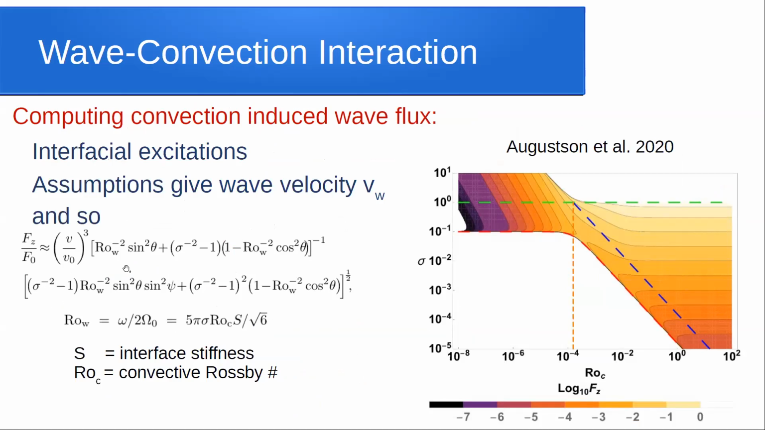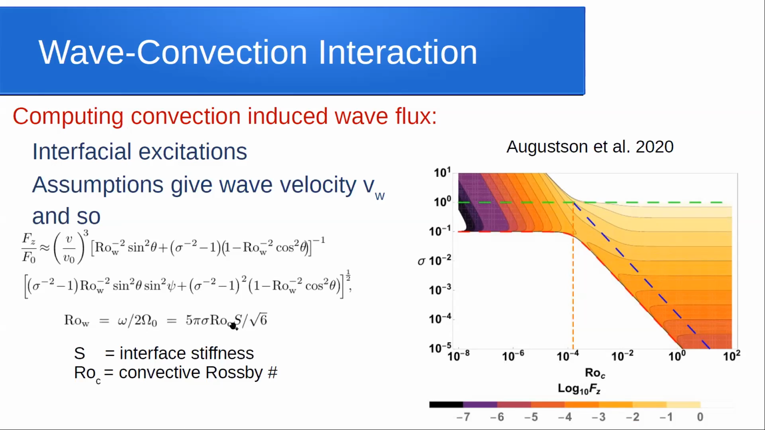And that looks like this. It's a little two-line equation. It's not too bad. But basically, it shows you that that flux should be proportional to the cube of the ratio of the rotating mixing length velocity to the non-rotating mixing length velocity, times some functions of the wave Rossby number. And that wave Rossby number is dependent upon the convective Rossby number, so the non-rotating mixing length velocity, to the rotation rate, and the non-rotating length scale of the system.